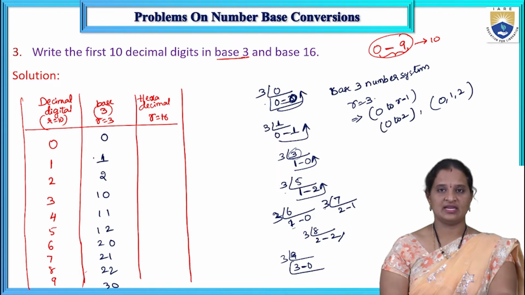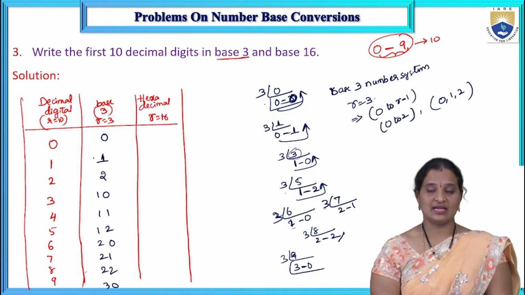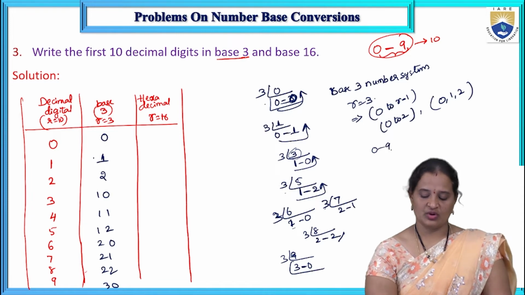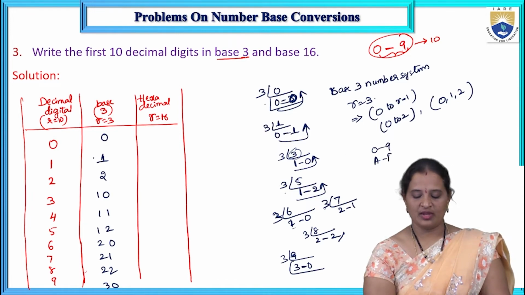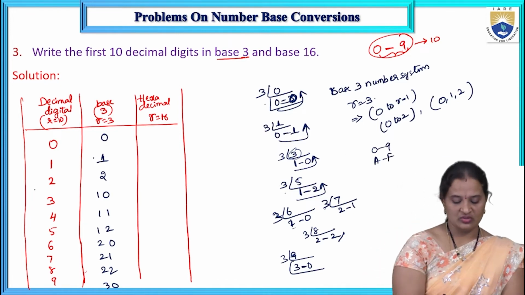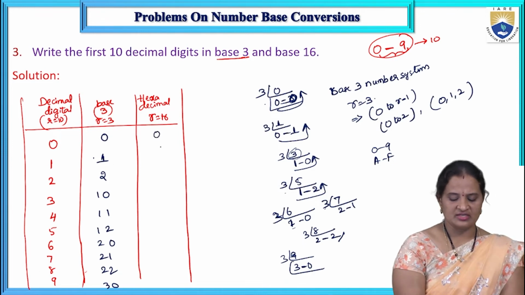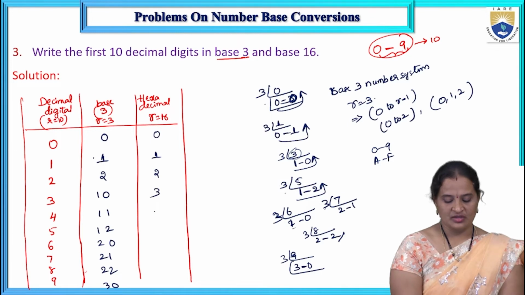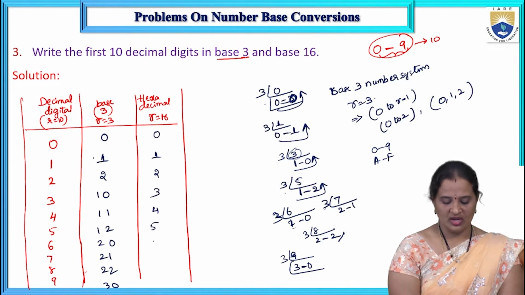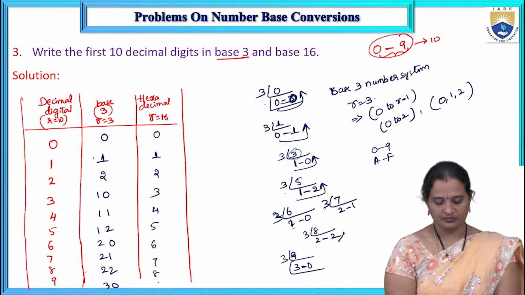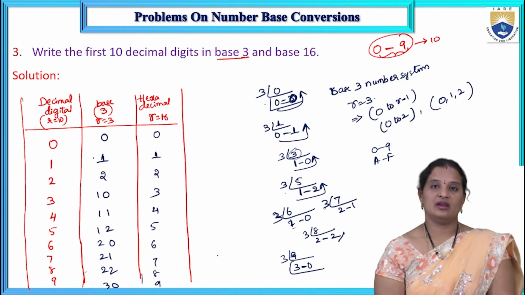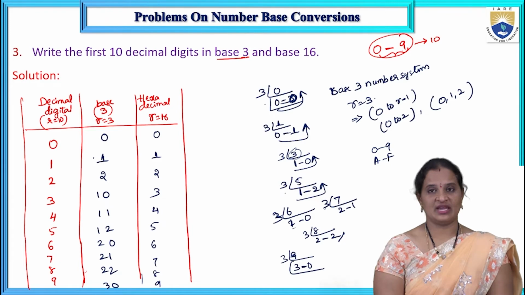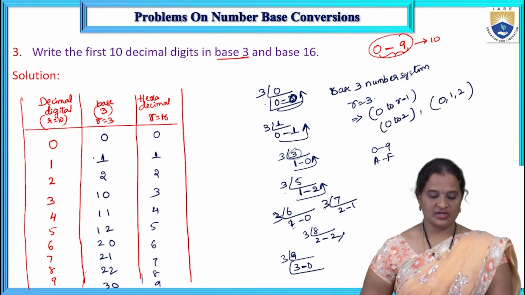Now coming to hexadecimal. As you all know, in hexadecimal we have 16 symbols, and that includes 0 to 9 as well as A to F. So 0 to 9 are the decimal digits, so there is no change in the hexadecimal digits from 0 to 9. We need to write them as they are. So these are the 10 decimal digits in base 3 as well as base 16. I hope it is clear.